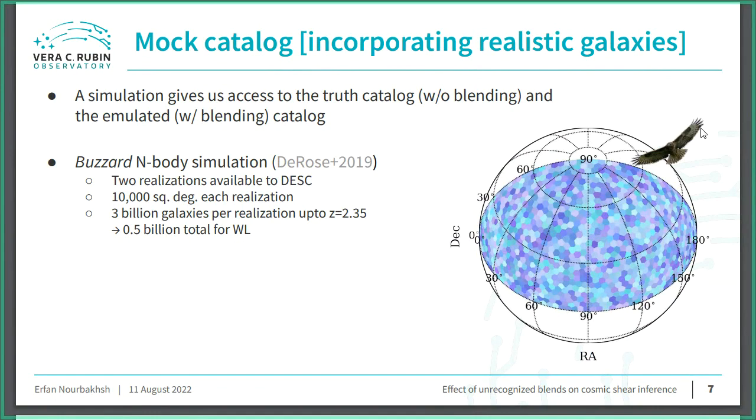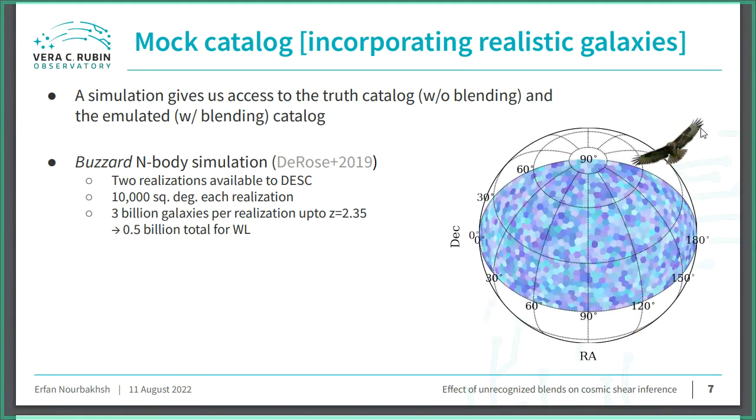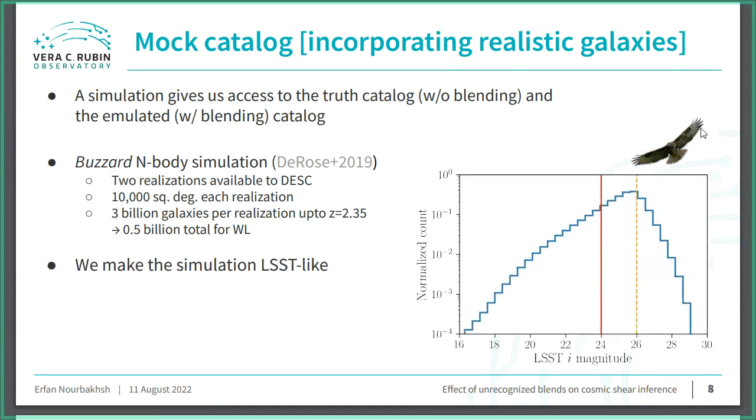So here we chose a buzzword N-body simulation as a simulation for this work. So of course, this simulation doesn't have all of the information we need. For example, galaxy blending is not included in the simulation. We are going to make this simulation LSST-like and then emulate blending in it. So this simulation is about a quarter of the sky, and it has two realizations. So overall, after all of the cuts that we have, we're going to get 500 million galaxies to study weak lensing. And that's a good number to start with.